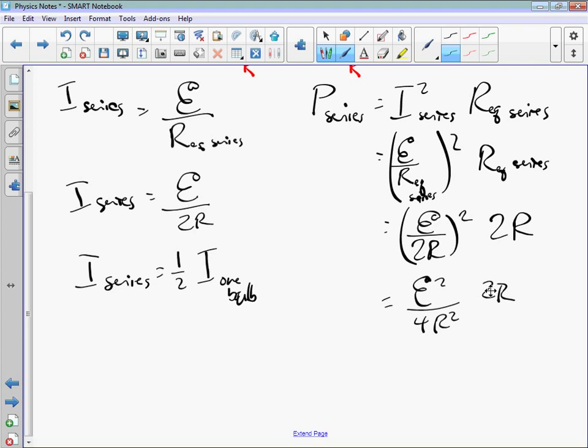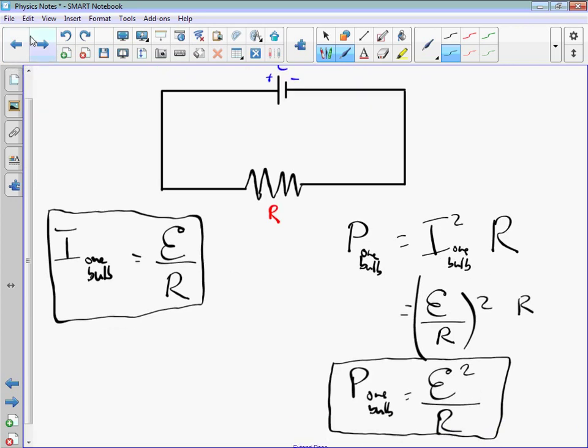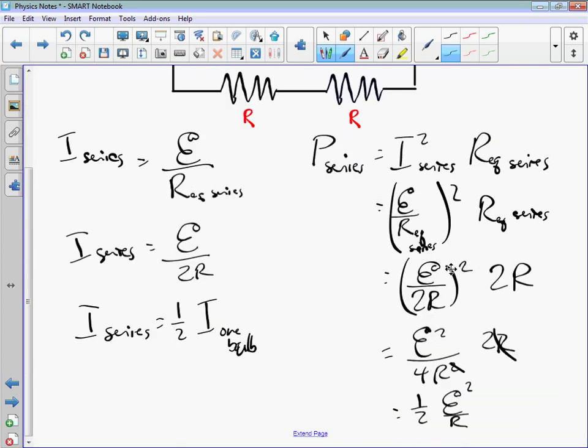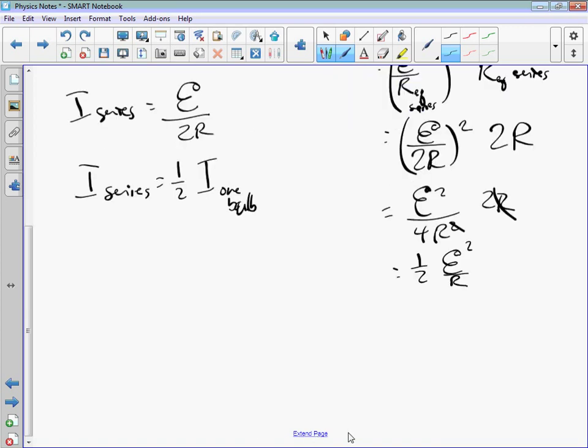Obviously, there's some canceling that can happen. I can get rid of that, and one of those. 2 over 4, that's the same as 1/2. So 1/2 E squared over R. Relate this back to the power of one bulb. What was the power of one bulb? It was E squared over R. So the power in series ends up being 1/2 the power of one bulb.